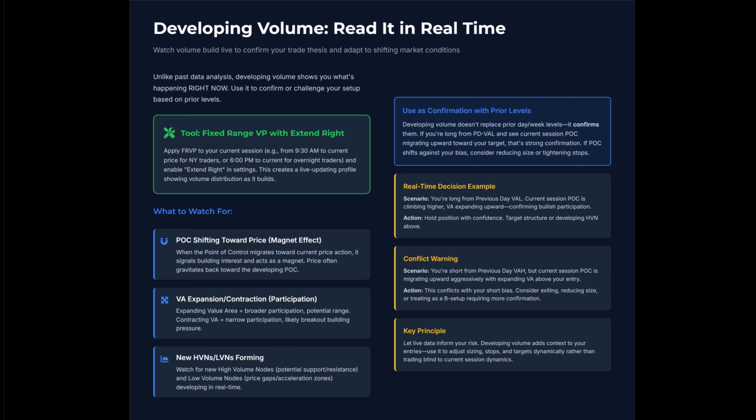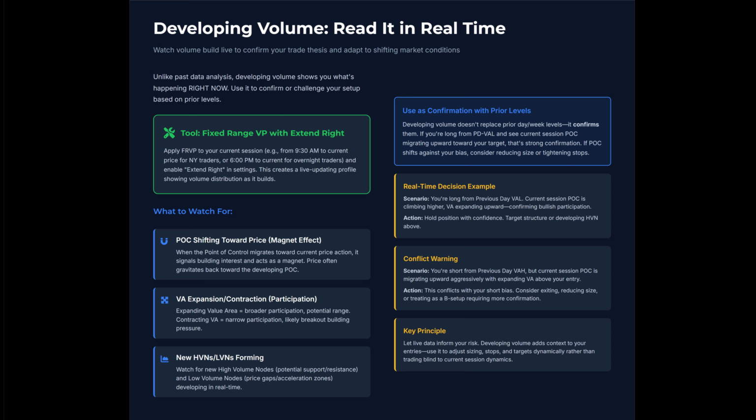This slide covers how to read developing volume in real time and what patterns to watch for as the profile builds throughout the session. Core concept: the living profile. Developing volume means watching your volume profile build tick by tick, candle by candle as the session progresses. Instead of waiting until the close to see where volume accumulated, you're monitoring the profile's evolution in real time.